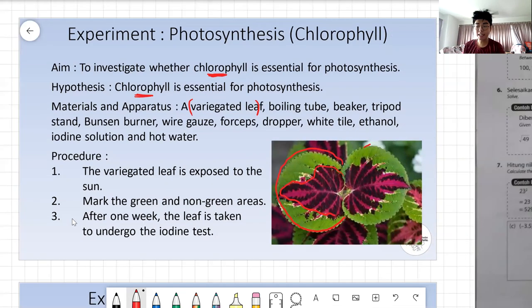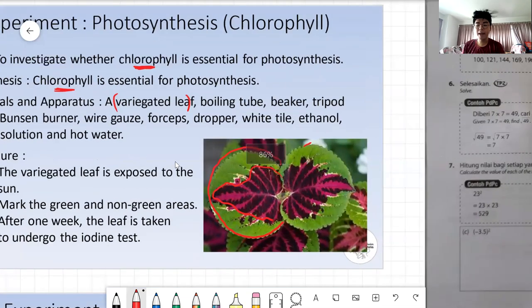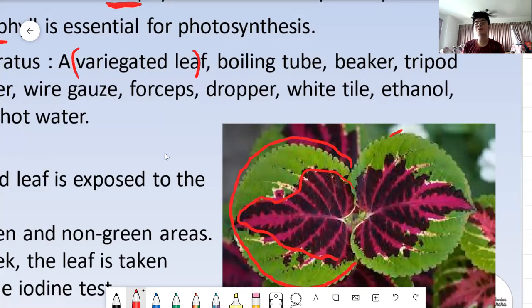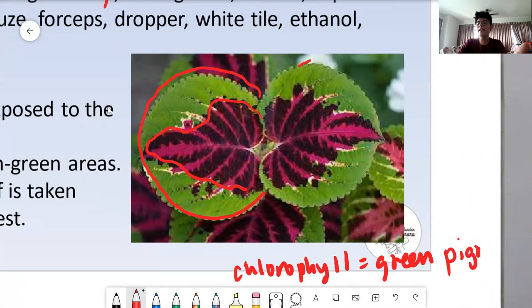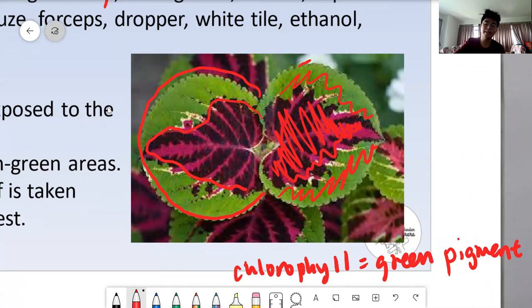Now, we must understand the logic of this variegated leaf first. Chlorophyll is a green color pigment. The chlorophyll is what gives our plants their green color. That's why you see the majority of plants have the green color coming from the chlorophyll. So in the green areas, surely there will be chloroplast. When there is chloroplast, there is chlorophyll. That's why it gives a green color. In the red areas, there is no chloroplast, no chlorophyll, so there is no green pigment in these places.